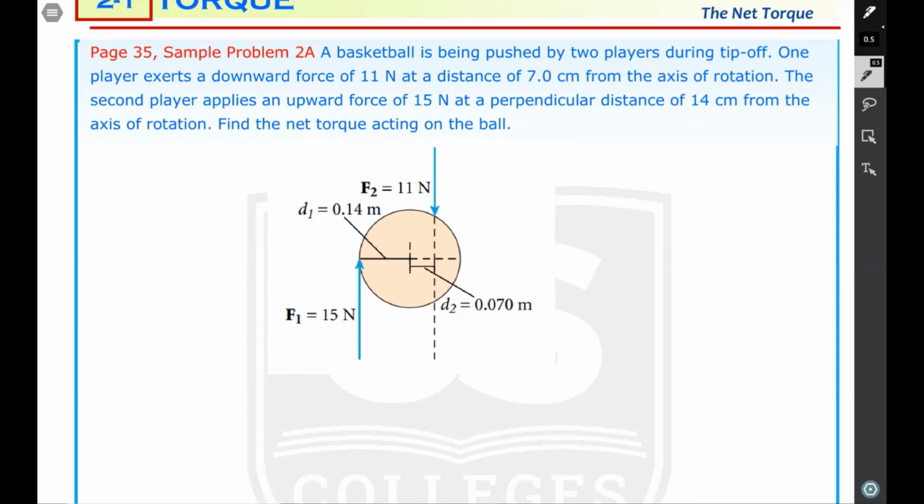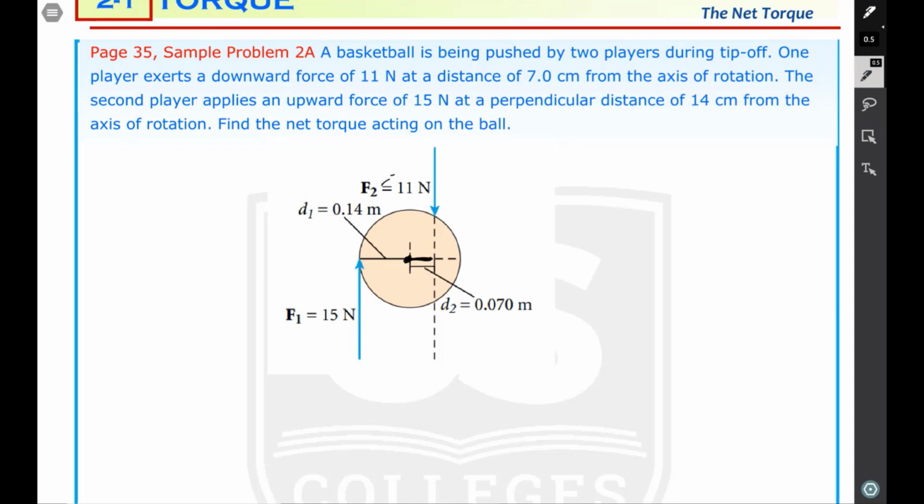A basketball is being pushed by 2 players during tip-off. One player exerts a downward force of 11 Newton. So this is the downward force of 11 Newton. The other is at a distance of 7 centimeter from the axis of rotation. That distance is given as 7 centimeter. This is the axis of rotation. So convert 7 to 0.07 meters: when you divide 7 centimeter by 100, you convert it to meter, 0.07 meters from the axis of rotation.